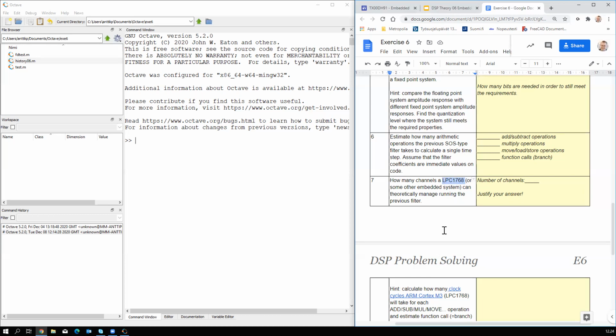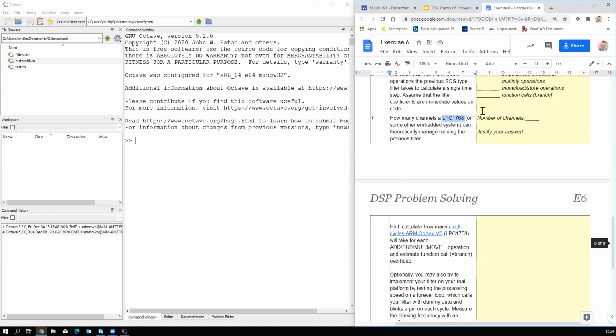Anyways, this is practical. The seventh exercise is a practical. I don't care if it's for some other development board or some other processor. You can do this exercise for any processor where you can find information. Here, I have the LPC 1768 NXP processor.